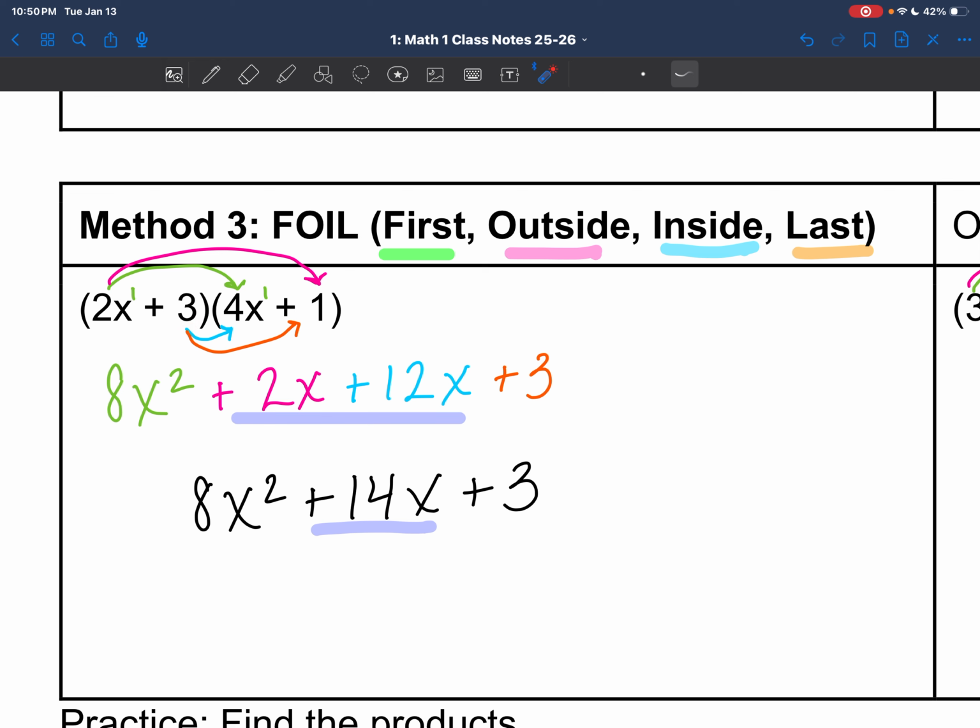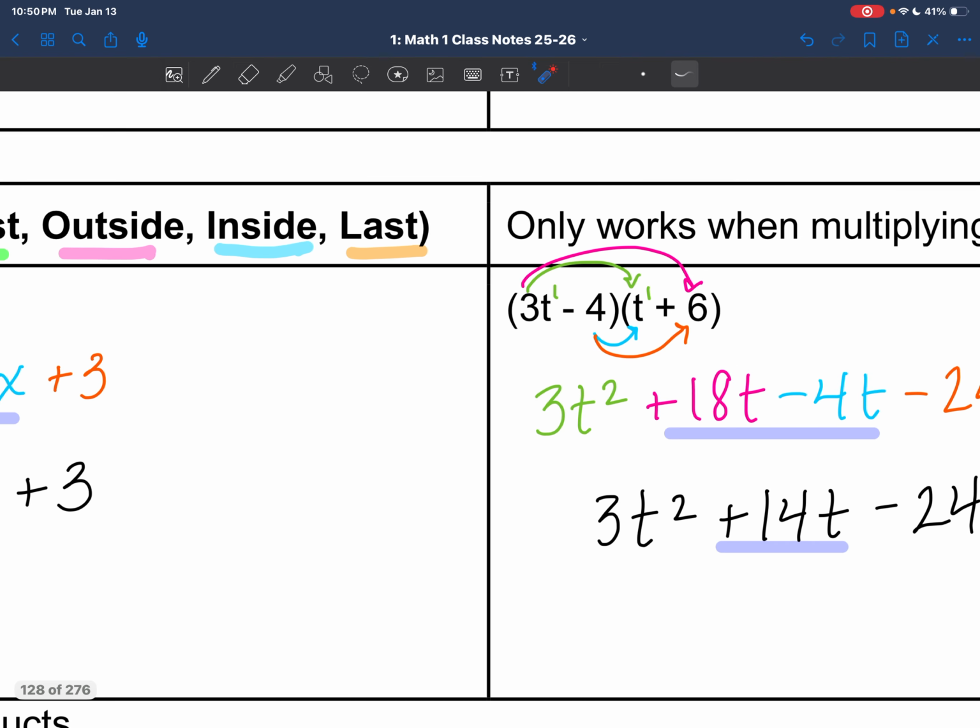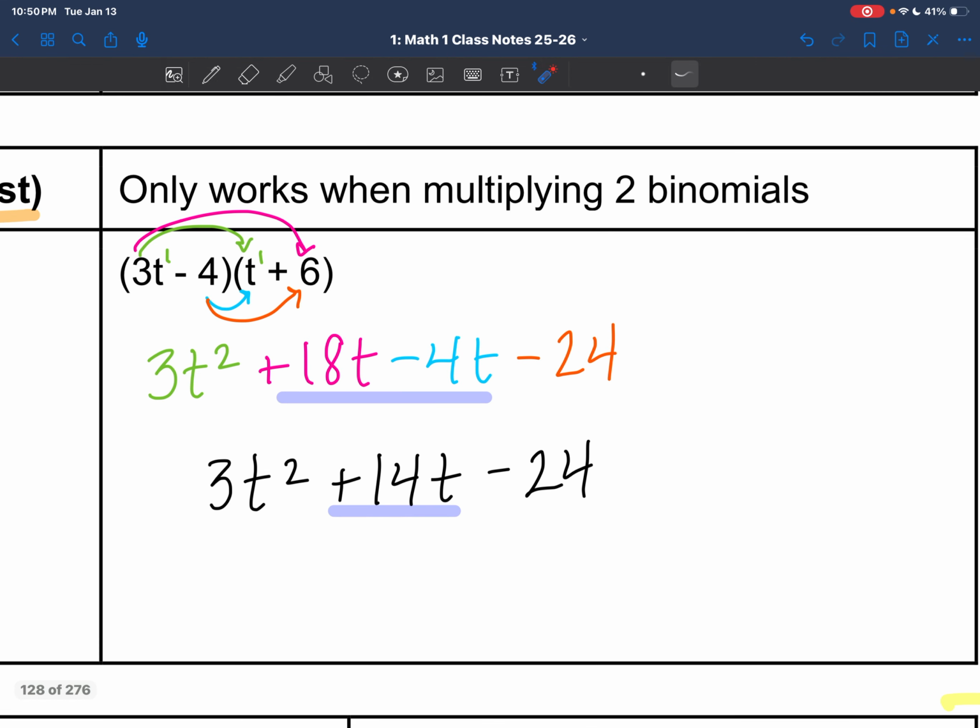So 3 times 4x. And now you do your last term. So last term to last term, which is 3. And then again, combine any like terms. There you go. Like I said, you'll hear people say FOIL. I just say distribute it, because that's basically what you're doing. It's just a little trick to remember how to multiply.